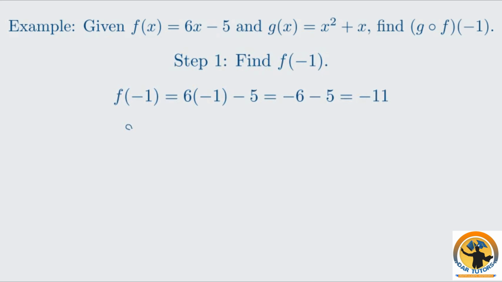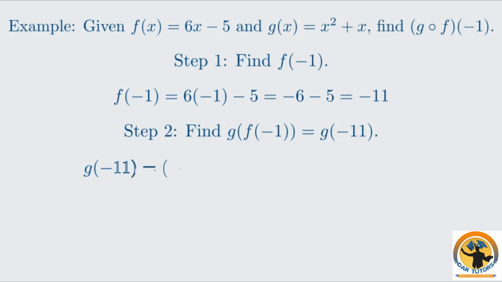-11. Now we take this result, -11, and substitute it into the outer function, g. So we need to find g(-11). Substituting -11 into g(x) gives (-11)² plus -11, which is 121 - 11, or 110. So g(f(-1)) is 110.